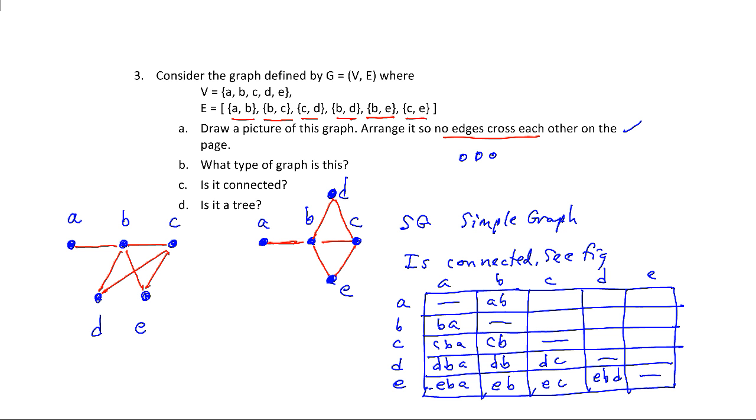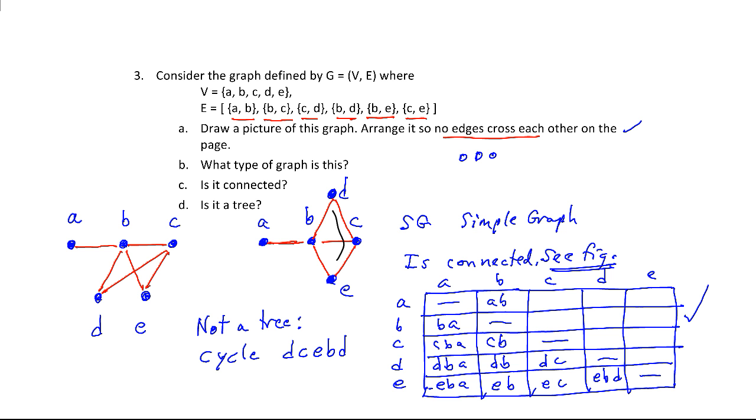So here I really did a careful job of showing that it's connected, but usually if you have a figure, a figure is enough. Okay, is it a tree? It's not a tree because we have a cycle. D, C, E, B, D. We have a cycle.